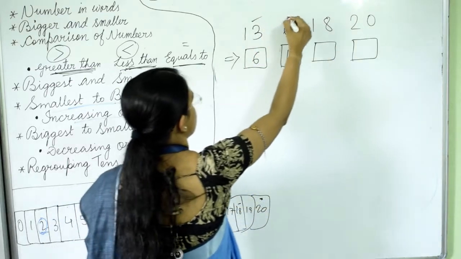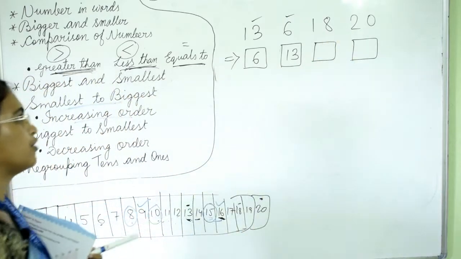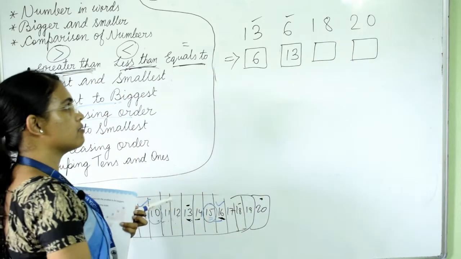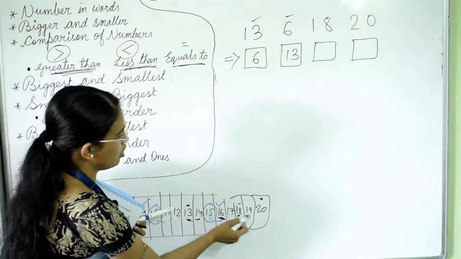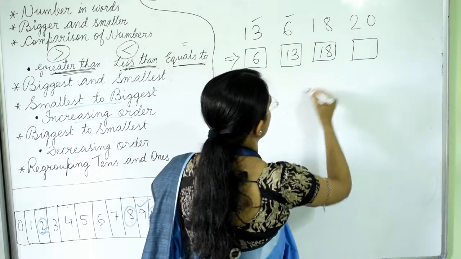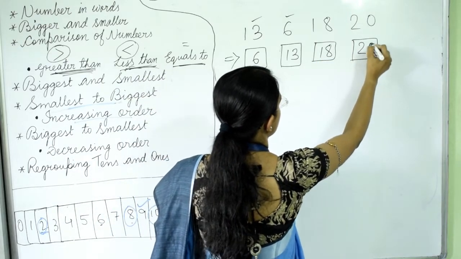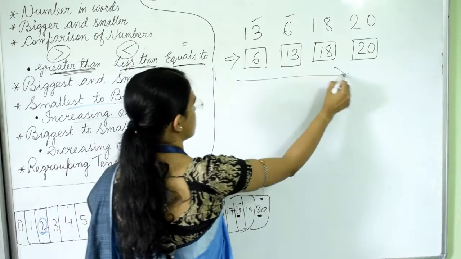Then we have written these 2 numbers. Then among these 2 numbers, which number comes first? That means which number comes after 13? 18 or 20? 18. That means we have to write 18 here, and the last number in the last box. So we are doing increasing order.